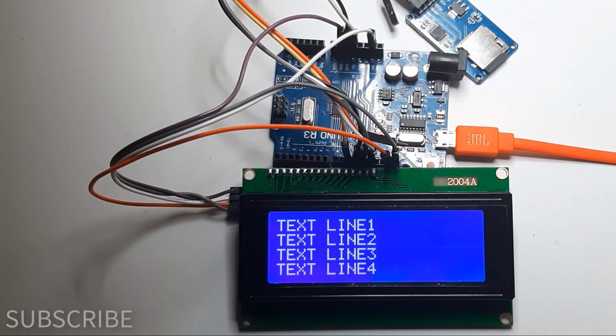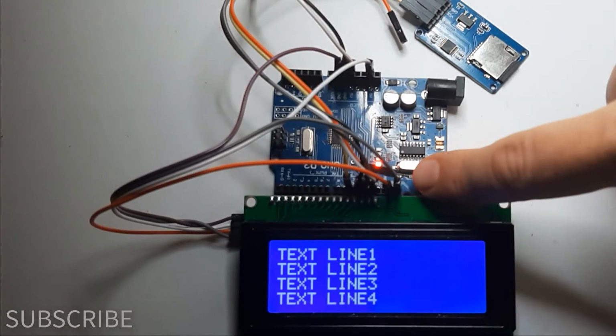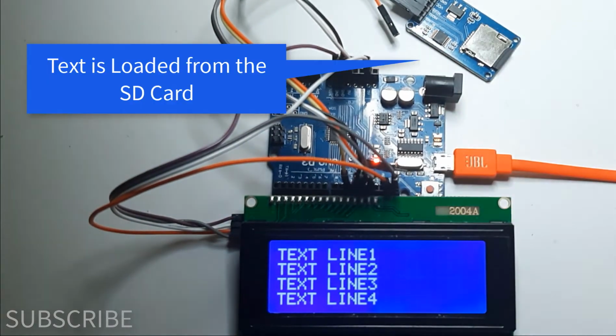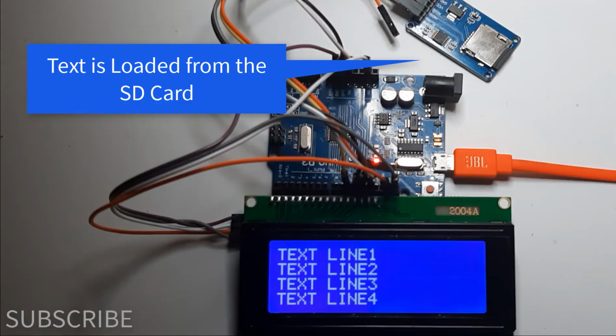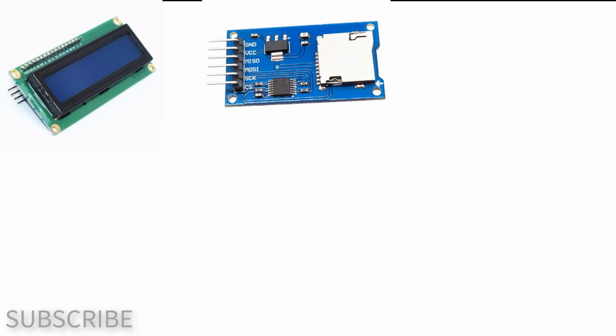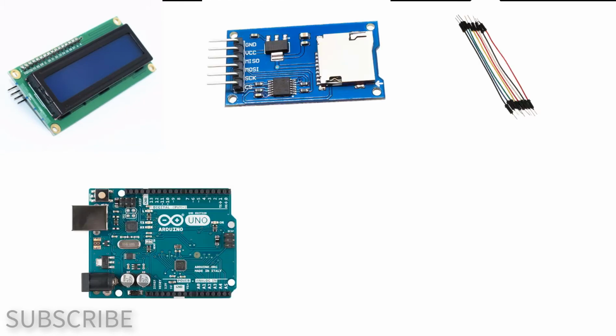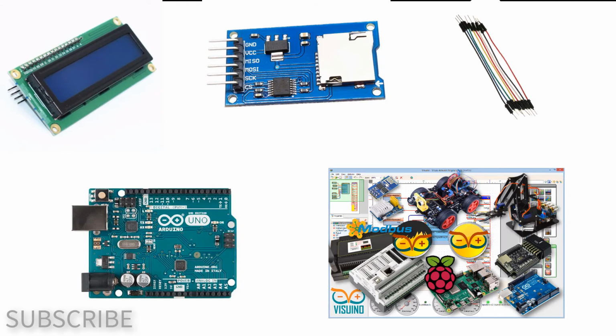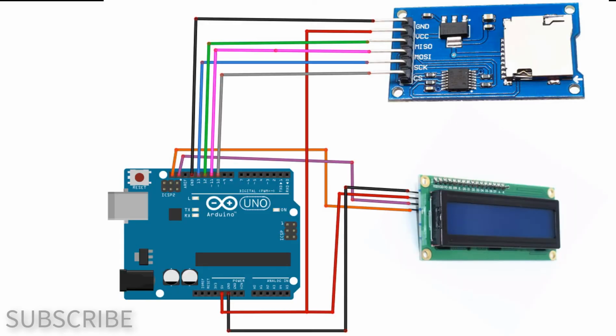In this tutorial we will learn how to read the SD card text file, line by line. For this project you will need an LCD display I2C, SD card module, jumper wires, Arduino and Visuino software. Wire everything according to this schematic.